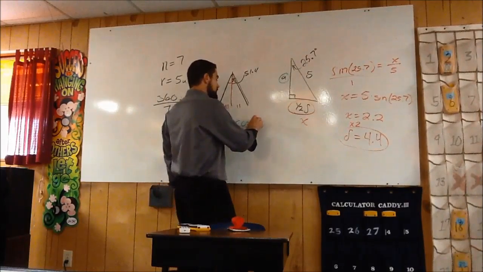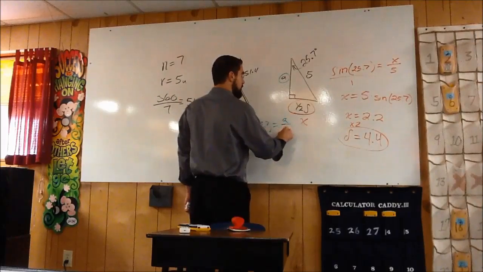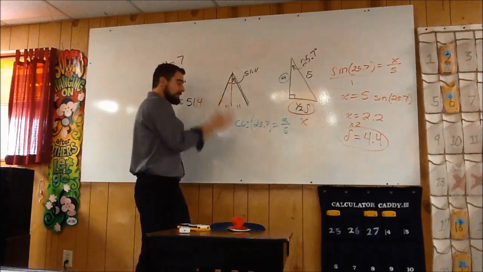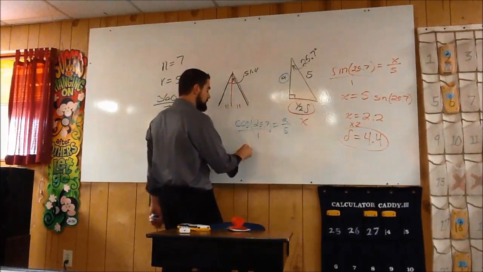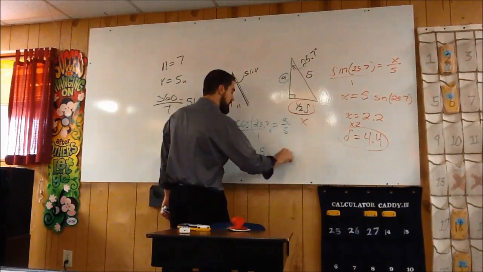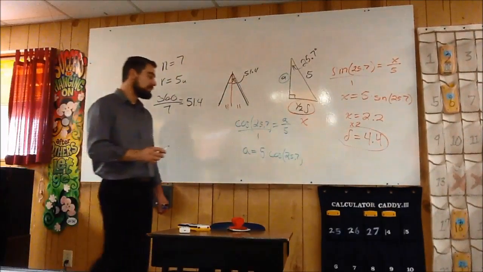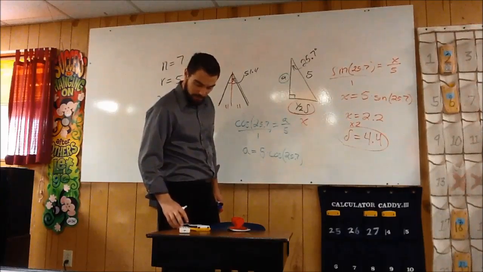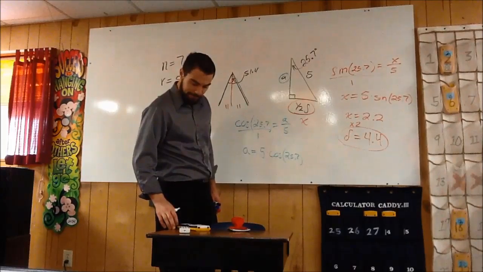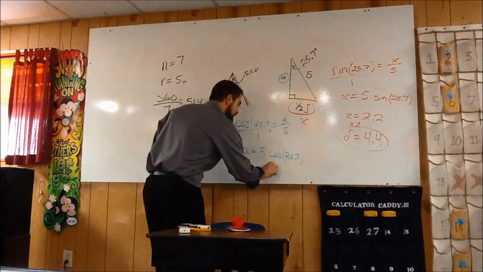Okay. So cosine of this angle, 25.7, is equal to adjacent divided by the hypotenuse. Whenever you're solving for side lengths like this, put the trig function over 1 and cross multiply. You're going to get A is equal to 5 times the cosine of 25.7. Rounding to the nearest tenth, about 4.5.